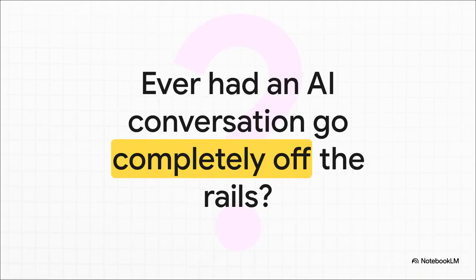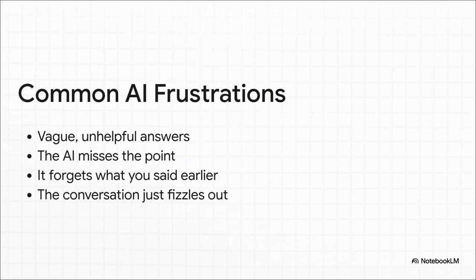You're having a conversation with an AI, things are going okay, and then boom, it just completely goes off the rails. It's like it has no idea what you're talking about anymore, and you're just sitting there thinking, how did we even get here? And it usually looks something like this, right? You get these really generic, kind of useless answers, or the AI totally misses the point of what you asked. And, oh, my favorite, when it completely forgets a key detail you told it like 2 messages ago.